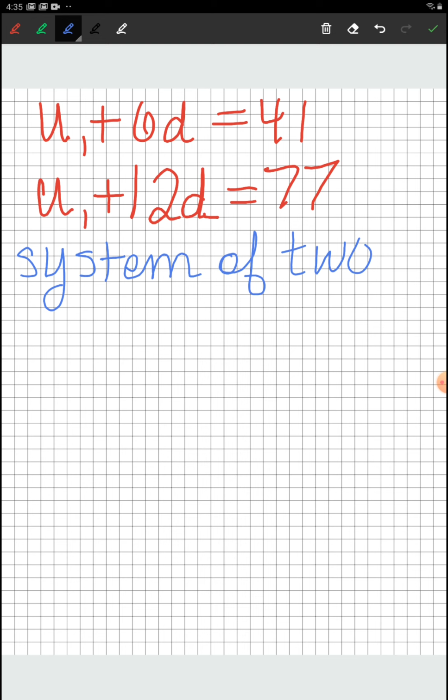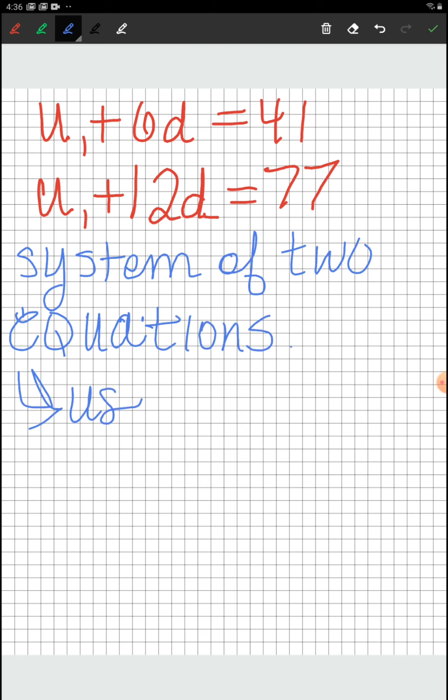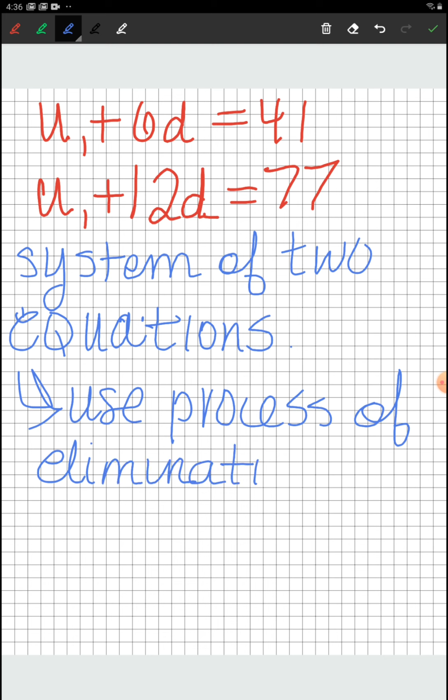And so now we're just going to use, this is a system of 2 equations. So we're going to use the process of elimination to determine what the common difference is. Okay, and so make sure you write that down.